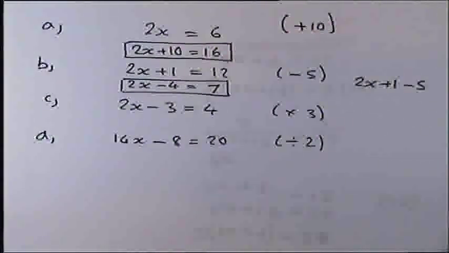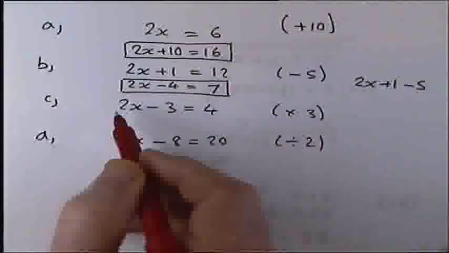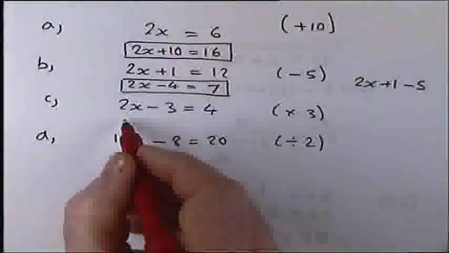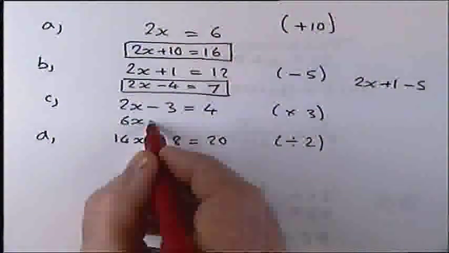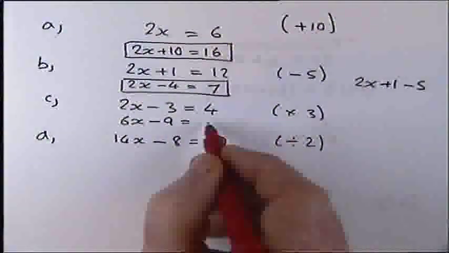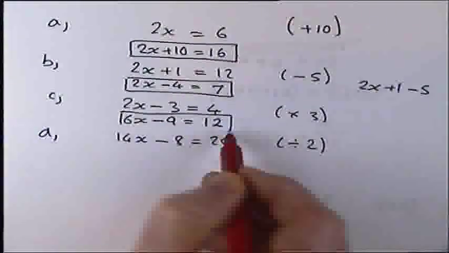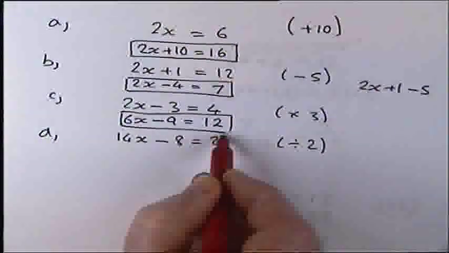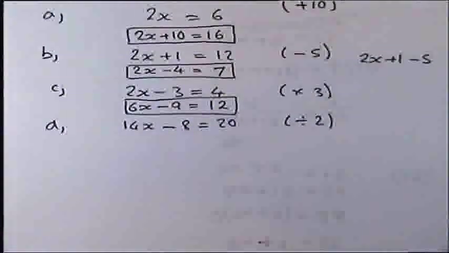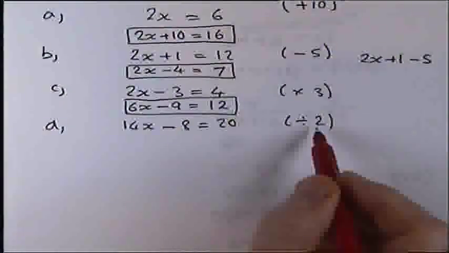Now question 3 is a little bit more complicated. Just remember that we're timesing the whole of the left hand side by 3. So not just the 2x, but also the take away 3. So we get 6x, and 3 3s are 9. So we get 6x take away 9, and 4 3s are 12. Now if you've got that wrong, it might be because you've just got the 6x, but you haven't got take away 9, you've got take away 3. If you got that wrong, then you have to remember to multiply every term on the left hand side by 3.